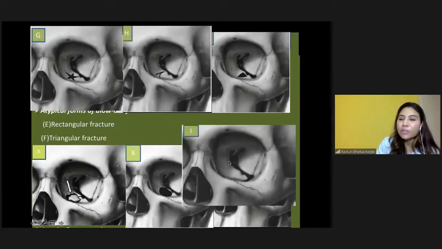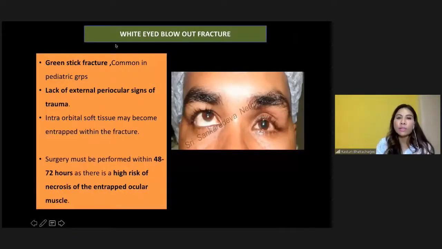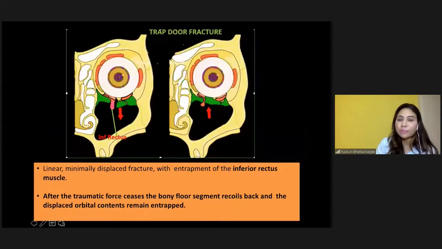This I fracture, which is commonly called the greenstick fracture, is very dangerous because entrapment of the muscle will lead either to the oculocardiac reflex or to necrosis of the muscle. So this is a white-eye fracture. The eye is otherwise not much congested; it appears white. What you see here, the child moves up, but this eye is not going because there is entrapment of the inferior rectus muscle. So these are highly emergent cases. You need to operate on them early. There is a chance of oculocardiac reflex and also a chance of necrosis of the entrapped muscle.